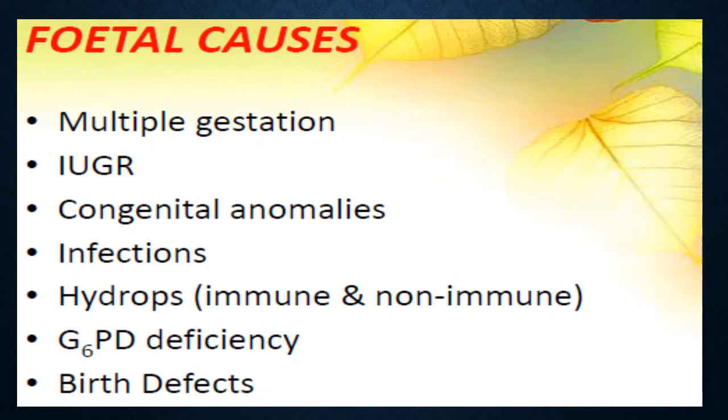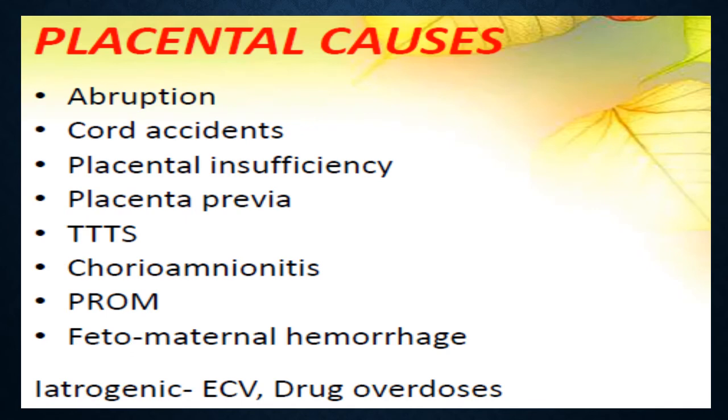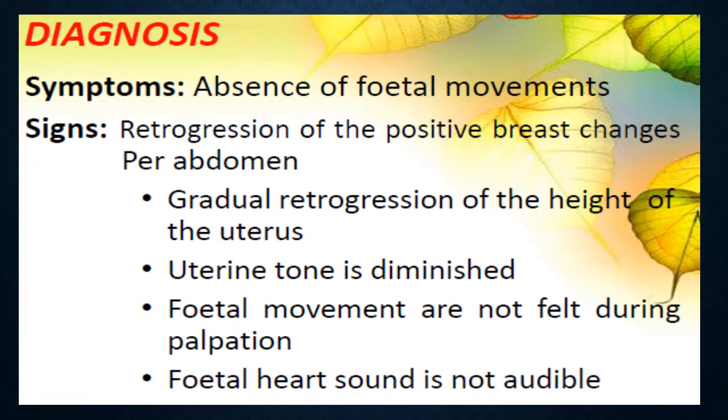the fetal causes are mainly multiple gestation, intrauterine growth restriction, congenital anomalies, infections, G6PD deficiency. The placental causes are mainly abruption, cord accidents, placental insufficiency, placenta previa, twin-to-twin transfusion syndrome, chorioamnionitis, premature rupture of membrane, fetal-maternal hemorrhage, and also iatrogenic like external cephalic version.